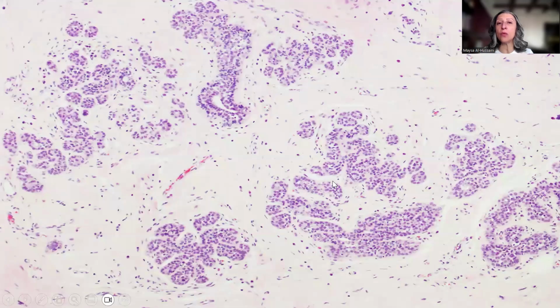Going back again now into the intermediate power magnification, I hope now you can appreciate the normal outline of the terminal duct lobular unit, but with expansion. Now remember, in order to call it lobular carcinoma in situ, we have to have acini that are expanded, involving more than 50%. Half of the structure that we see has to be involved, expanded by the lobular carcinoma in situ cell proliferation.